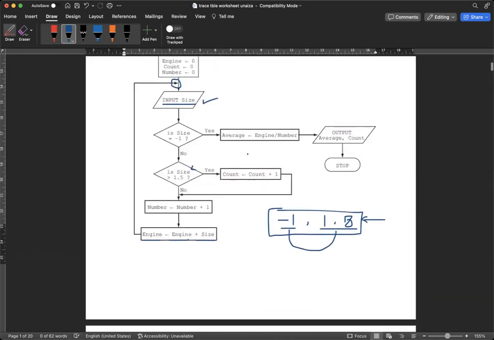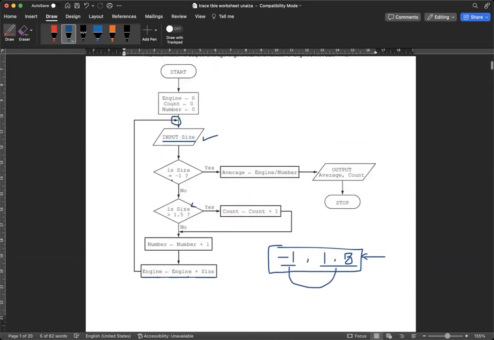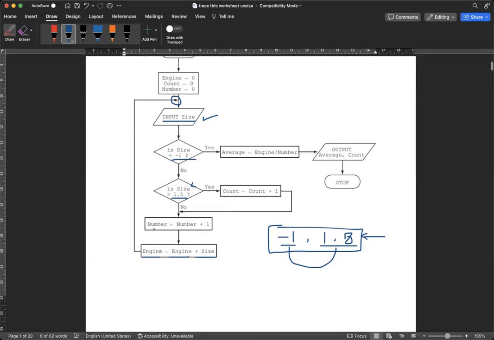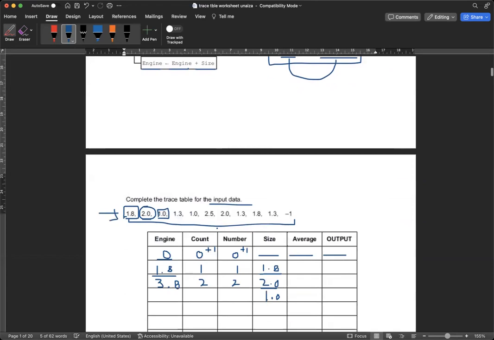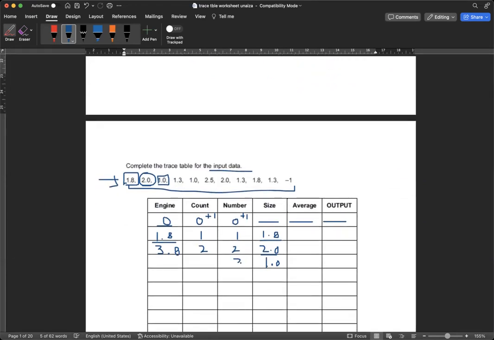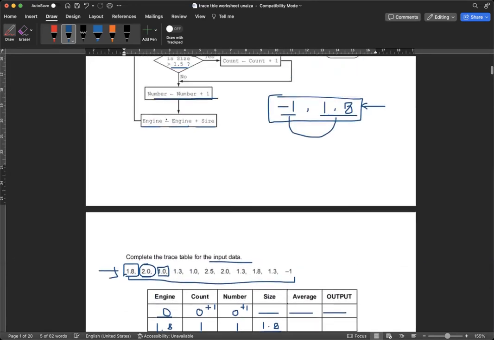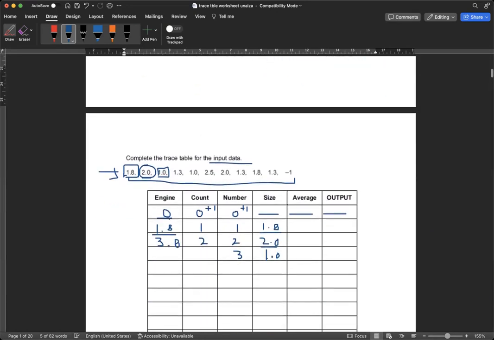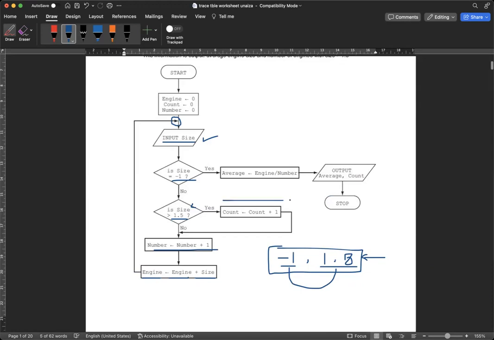1.0, okay. So the condition: is size equal to minus 1? No. Number plus 1, engine plus size. Is size greater than 1.5? No. So we directly move to number is equal to number plus 1. So the number becomes 3. And engine assigned engine plus size. So 3.8 plus 1, 4.8. Did you notice we did not take a count this time? Why? Because the count stage is here. So we didn't take this count.